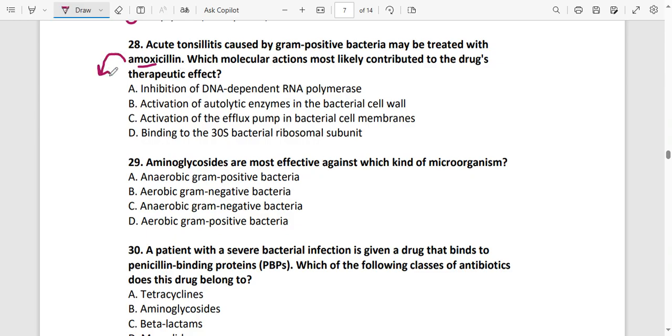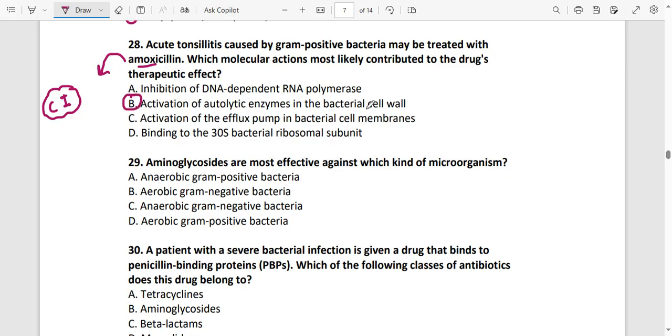Acute tonsillitis caused by gram-positive bacteria may be treated with amoxicillin. Which molecular action most likely contributes to the drug's therapeutic effect? Again, let me ask what class of drug is amoxicillin? Anyone? Pardon? Thank you so much. Cell wall synthesis inhibitor. So now what we want to understand is how it is preventing cell wall synthesis. A, inhibition of DNA dependent RNA polymerase. B, activation of autolytic enzymes in the bacterial cell wall. C, activation of the efflux pump in the bacterial cell membrane. D, binding of the 30S bacterial ribosome subunit. Anyone? B, thank you so much.